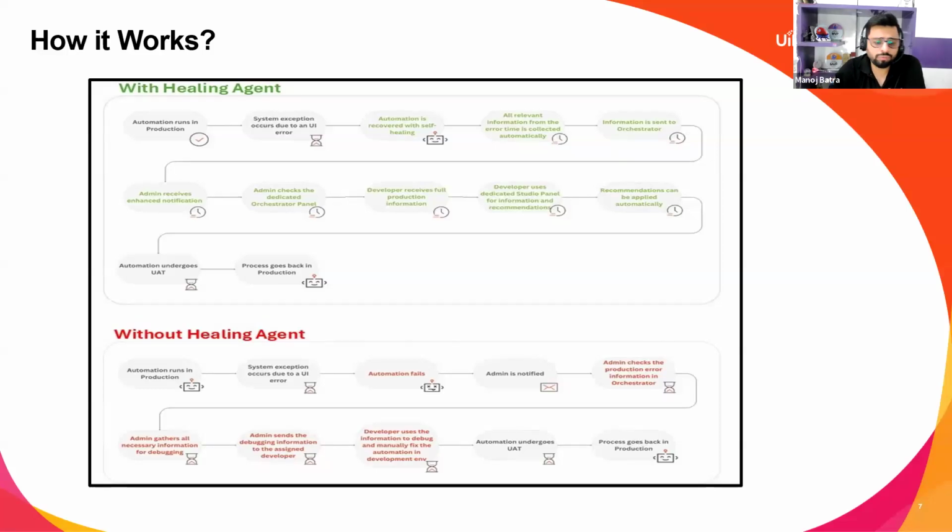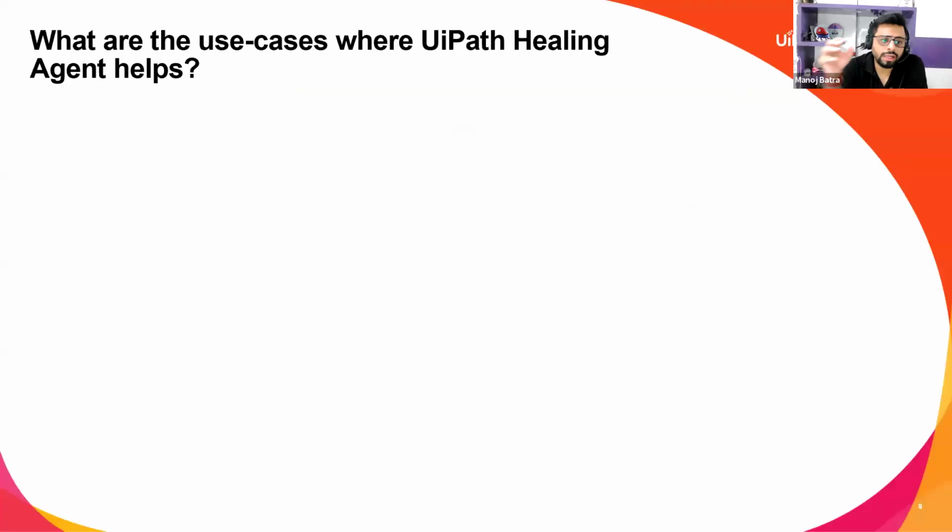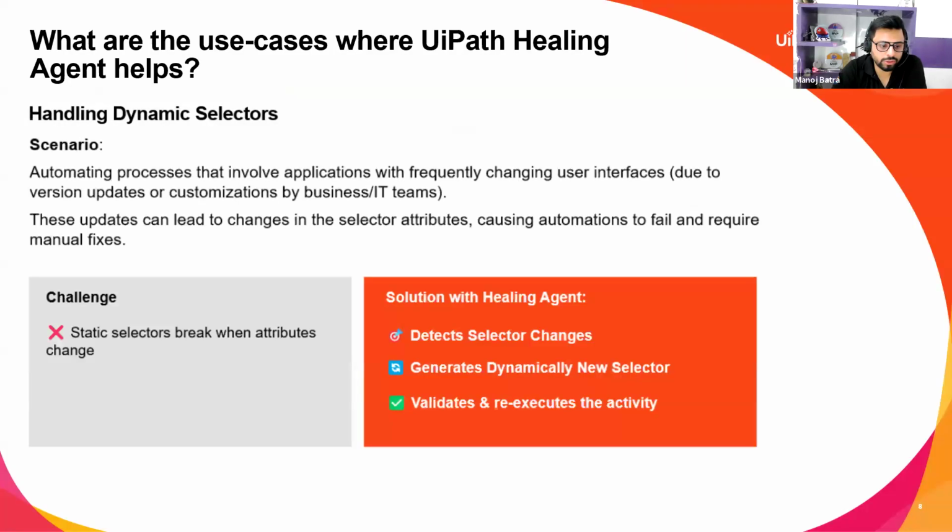Now let's talk about some of the use cases that we have where healing agent could be very helpful. The first one, as you already know, is handling dynamic selectors. So we have a situation where we have a UI automation where the selectors break due to some changes in the attributes only. So it is not that the complete UI changed, but there was some change in the selector that we have captured while building our automation. So that was the first challenge.